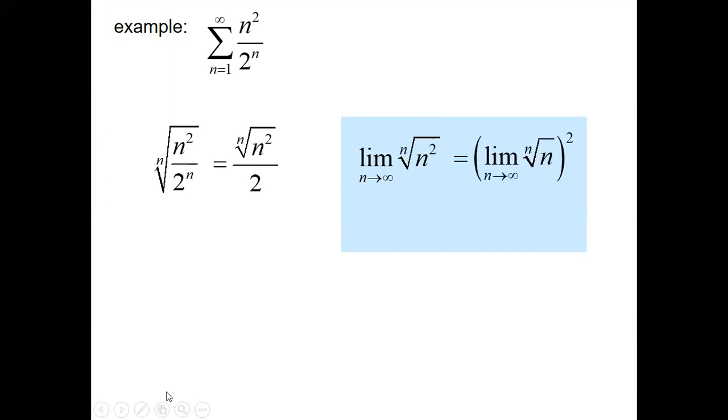So the question is, what is this limit? Again, I can take the nth root of n squared, or I can take the nth root of n and then square it. It doesn't matter the order that I do that because I'm taking powers to powers. So the question is, what is this? I'm going to go off to the side and figure this out.